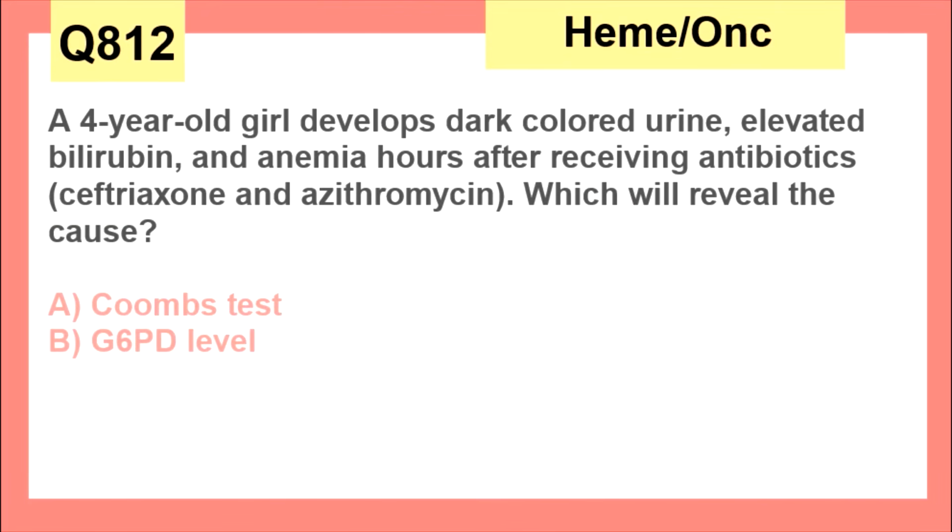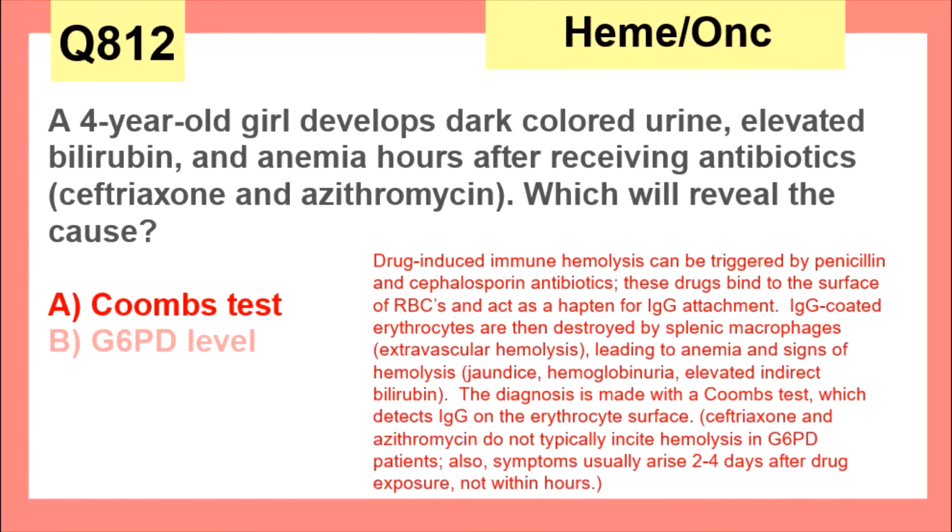Question 812, a 4-year-old girl develops dark colored urine, elevated bilirubin, and anemia hours after receiving antibiotics, ceftriaxone and azithromycin. What will reveal the cause? So we mentioned this before. Cephalosporins don't produce G6PD deficiency. They cause drug-induced hemolytic anemia. That's why I want you to look at the COMLEX test.